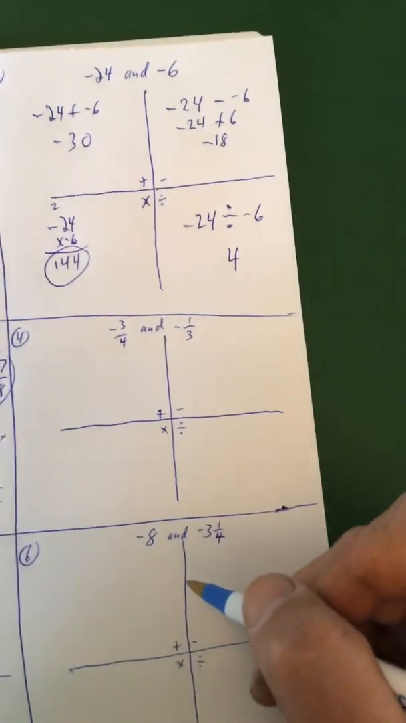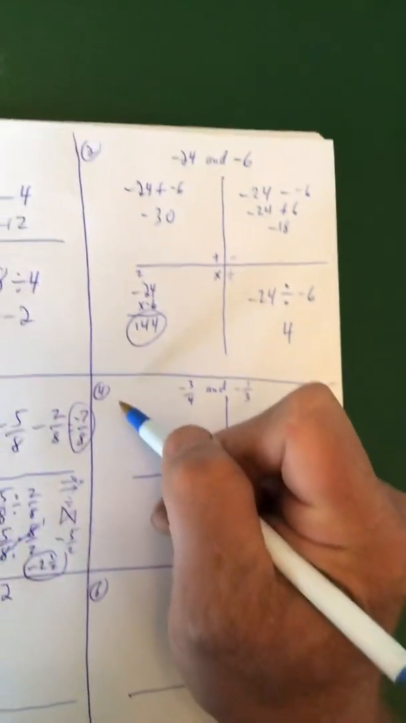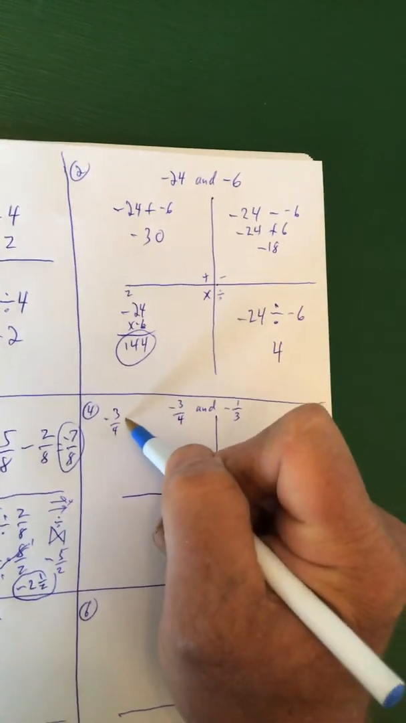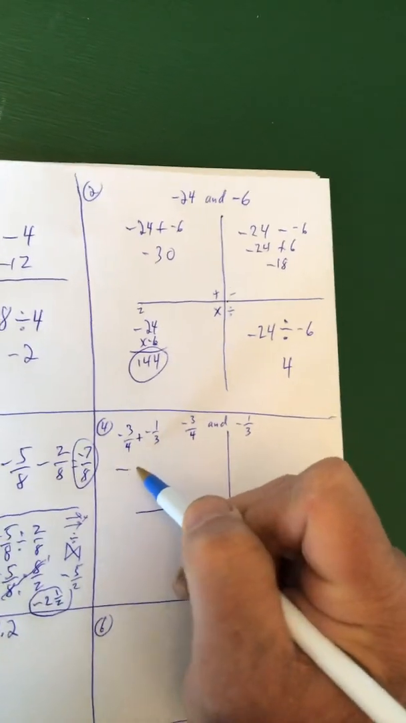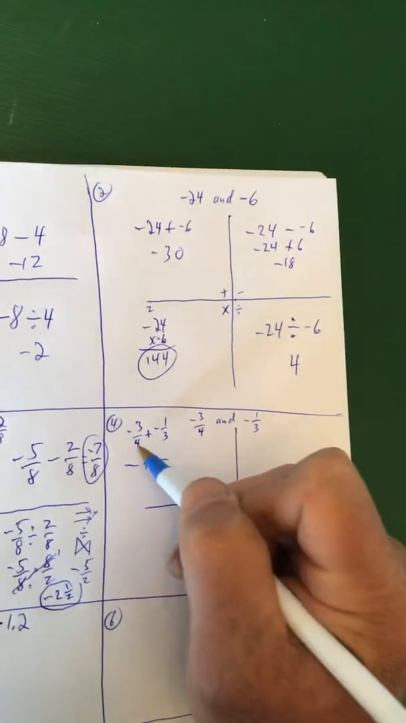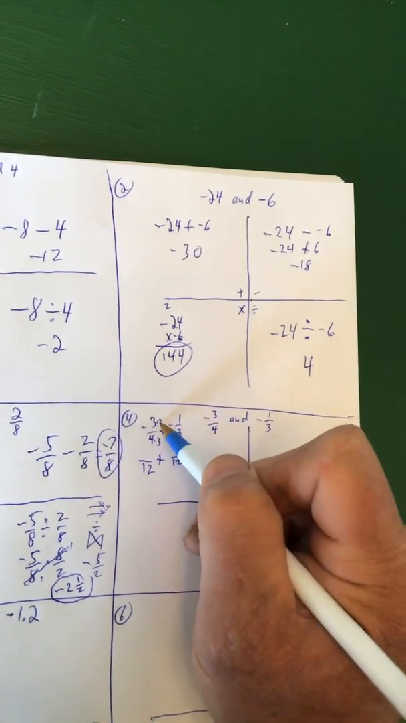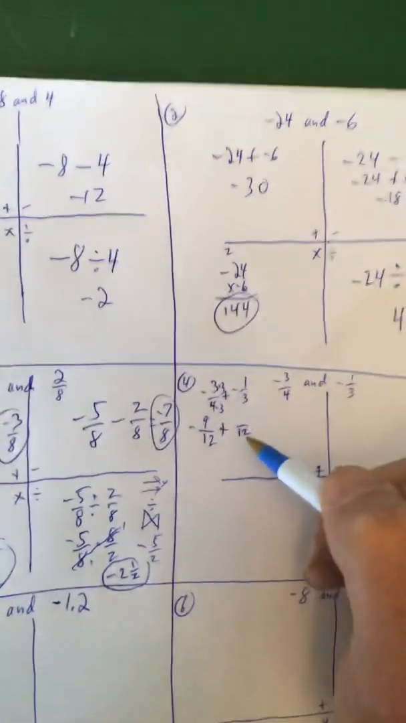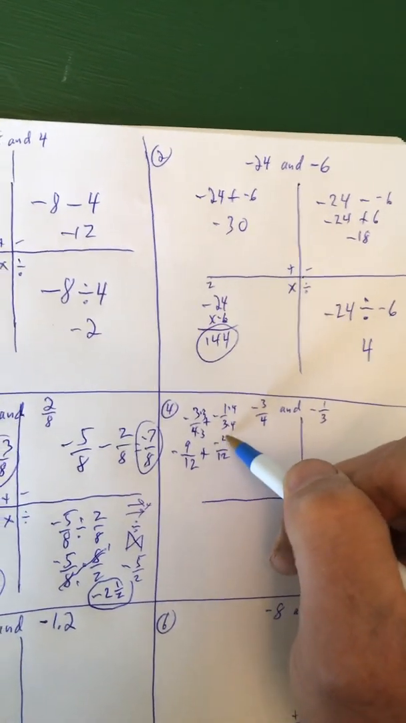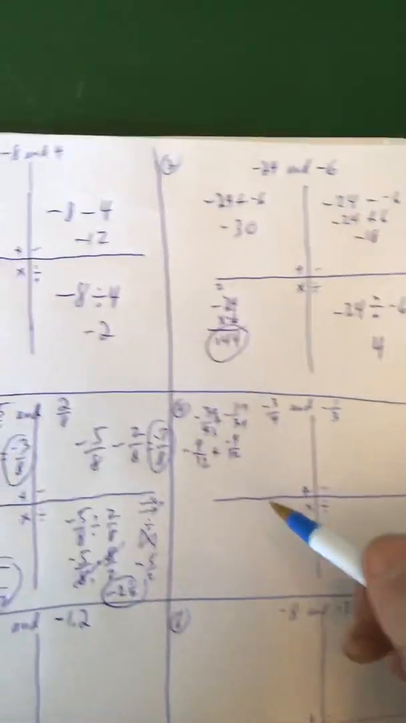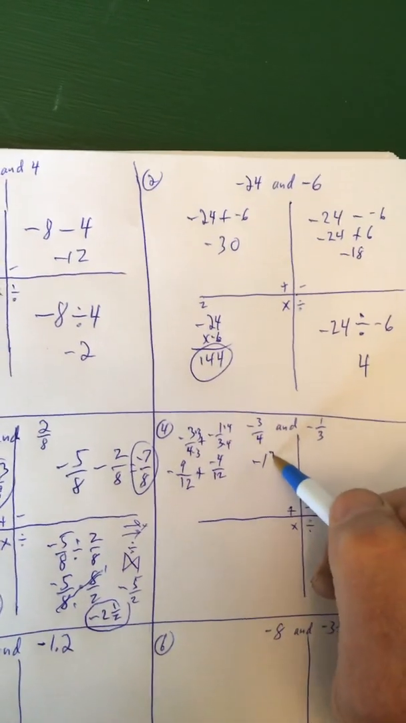Number 4. So now you have fractions that don't have common denominators, and so you have to rewrite these. This is negative 3/4 plus negative 1/3. Well, your common denominator is going to be 12. That was times 3, so times 3. That's negative 9/12. And this is times 4, so times 4, so that's negative 4/12. And when I add those, 9 to the left and 4 more to the left is 13 to the left.